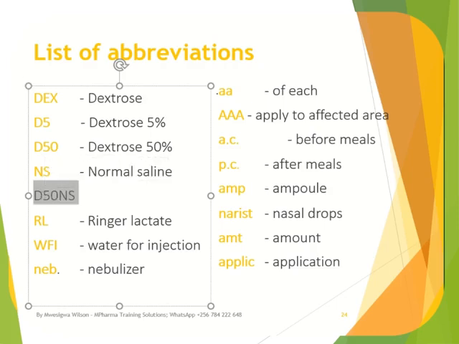So don't get confused if you ever see them on a prescription. Just interpret them. RL is Ringer's lactate, which you commonly see as a fluid in pharmacy. WFI, water for injection; nebulizer; AAA, apply to affected area. This is ampoule. Of course, the vial has no abbreviation just because it is a short word. Amount, application, all these ones.